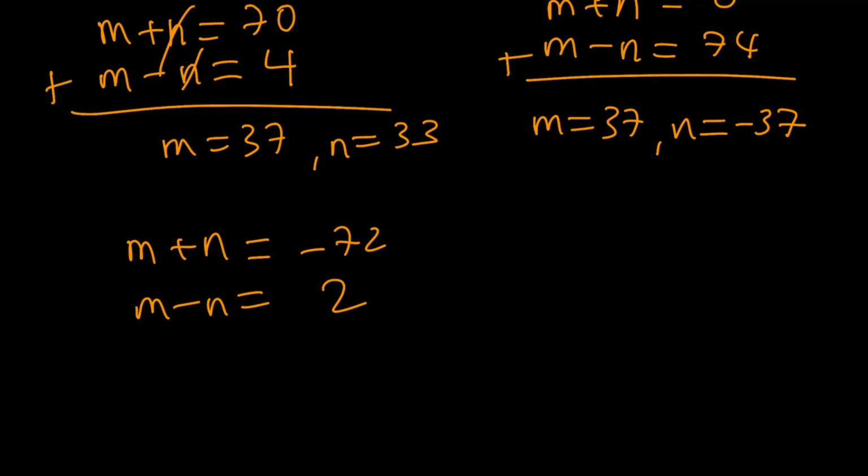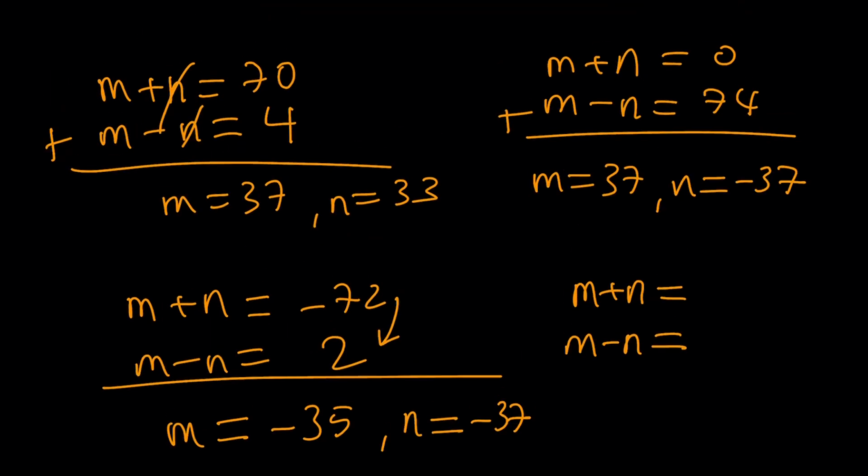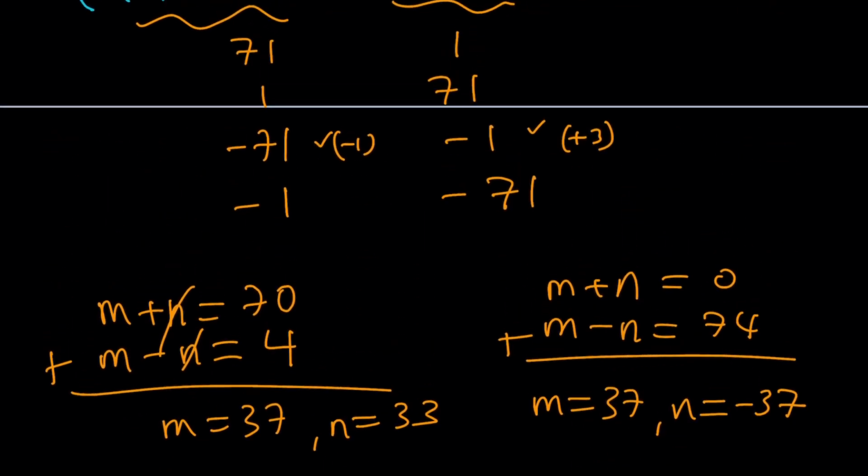And then if you go ahead and solve this system, again, add them up and divide by 2, m is going to be negative 70 divided by 2, negative 35. And then n, you can also find differently, like by subtracting these two and dividing by 2. That's going to be negative 37. Make sense? And then let's go ahead and take a look at the last case scenario here, and then we'll finish up.